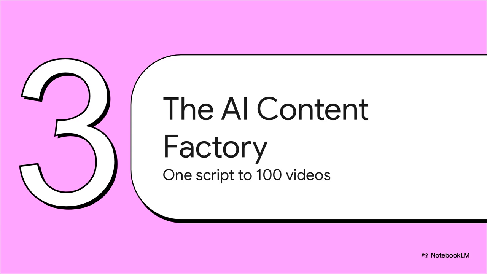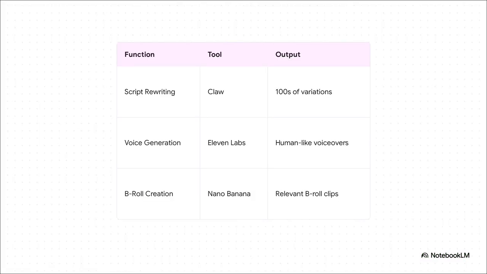Okay, so you've got your proven script. Now we get to the really cool part. We feed that script into what I'm calling the AI content factory. This is the engine that takes your one single script and just multiplies it like crazy. This is where 1 becomes 100. Think of it like a little assembly line. First up, an AI script rewriter, something like Claude, takes that original script and spins it into hundreds of totally unique variations. Then a voice generator, like ElevenLabs, creates a different, super realistic human-like voiceover for every single one of those new scripts. And finally, an AI B-roll creator, maybe Nano Banana, generates a whole library of video clips that are relevant to what's being said.